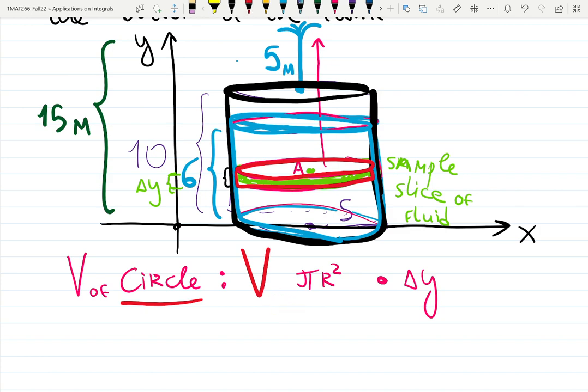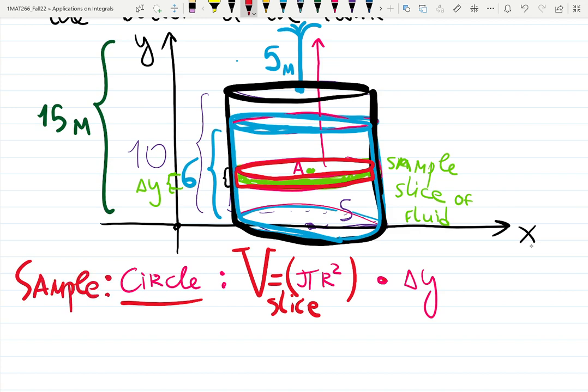Let's do the slice. Volume of the slice is pi r squared times delta y. Let's discuss it again. Equals. So pi r squared comes from the shape of the slice. It's a circle. So the sample slice is a circle. Then volume will be pi r squared, which is area, times the width. Let me write it down. Area of the circle times the width, and we're going to call it dy.